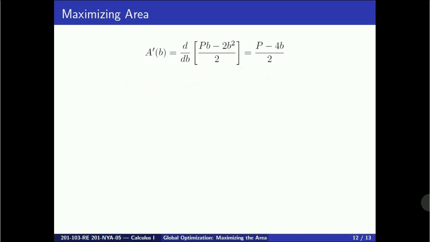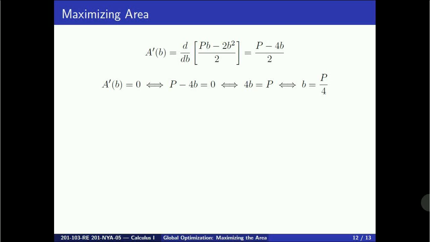We first compute the derivative of A of b to find the critical numbers. Now A prime of b is the derivative with respect to b of (pb minus 2b squared) over 2. Because the denominator is a constant, the derivative is just 1/2 times the derivative of the numerator. There's no need to apply a quotient rule here. So the derivative is that of the numerator, which is (p minus 4b) over 2. It is 0 when p is 4b, or when b is p over 4. So this is our only critical number.